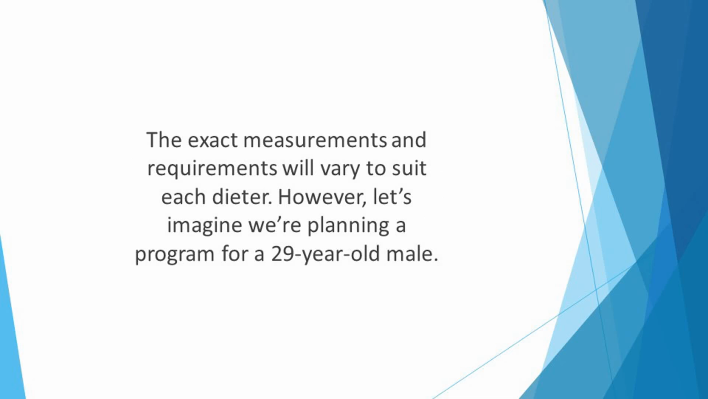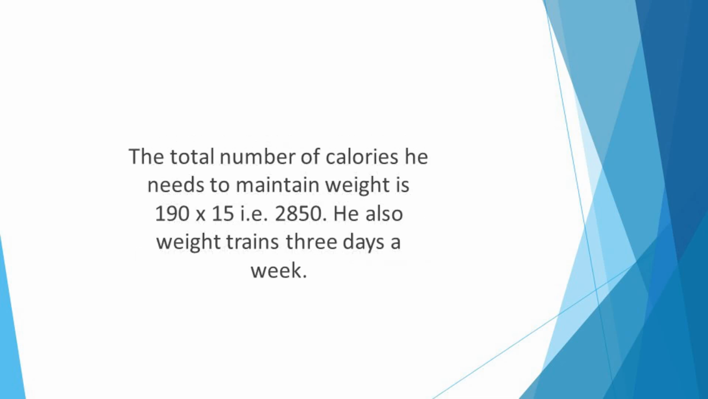However, let's imagine we're planning a program for a 29-year-old male. Imagine he weighs 190 pounds and is 5 feet 8 inches tall. The total number of calories he needs to maintain weight is 190 times 15, i.e. 2,850. He also weight trains 3 days a week. We're going to look at a few programs to suit his statistics to meet different goals.